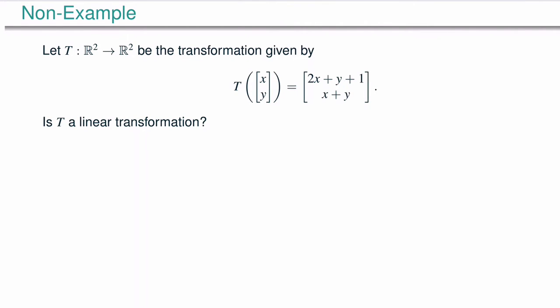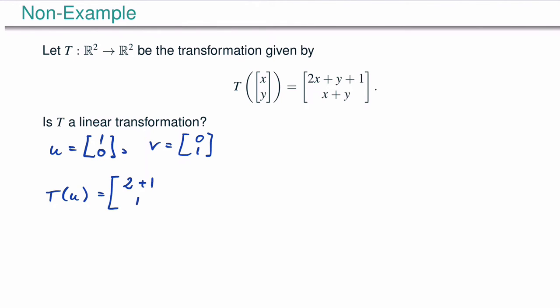Let's look at this example. T of (x, y) is given by 2x plus y plus 1 for the first component and x plus y for the second component. Is T a linear transformation? Let's find out. Let's plug in two vectors. Suppose u is the vector (1, 0) and v is the vector (0, 1). Then T of u is equal to 2 times the x component, so 2, plus 0, plus 1. And for the bottom component, I simply add up x and y, so I get a 1. So that is (3, 1). Whereas T of v is equal to 2 times 0, which is 0, plus 1, plus 1. And for the bottom component, x plus y, that's also 1. So that equals (2, 1).